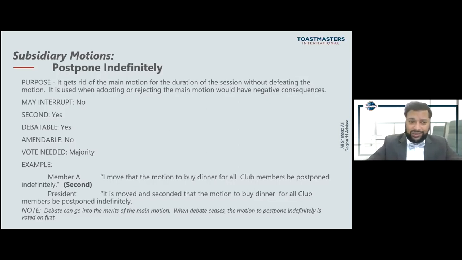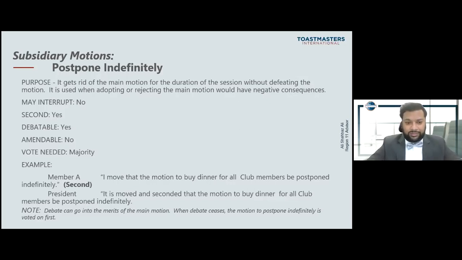But remember one thing, postpone indefinitely is like softly killing the whole motion because we don't know when this will be discussed again, unless the club brings it off the table in the next unfinished business. But normally people do this to kind of dispose of it forever. It's not killed, but it's almost there. It's in a coma.